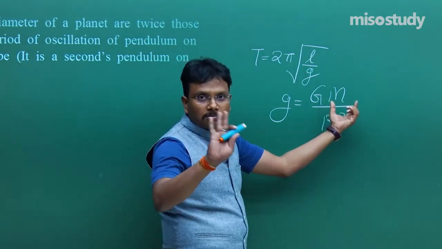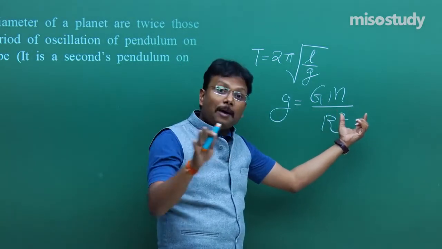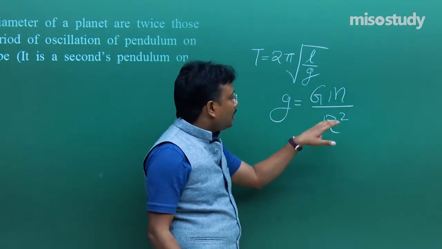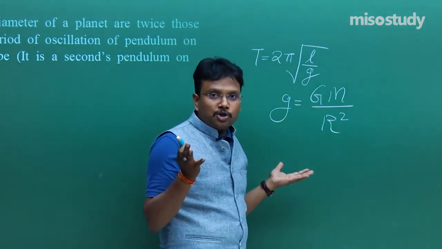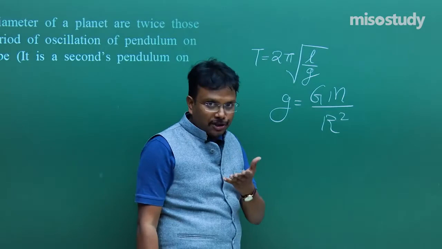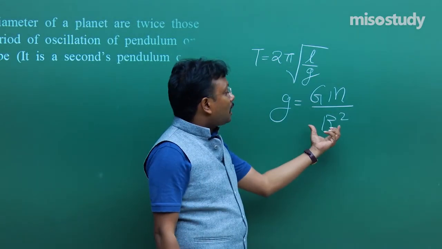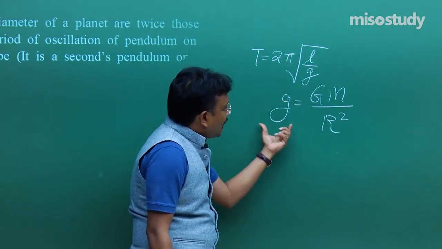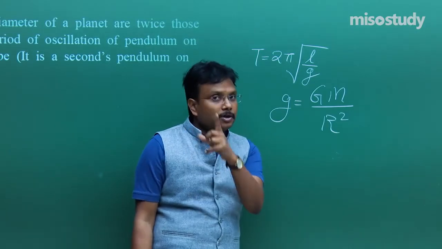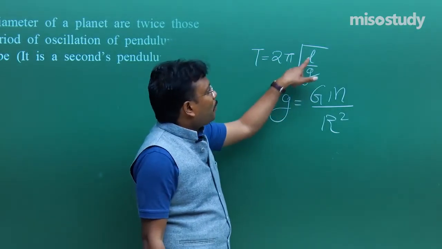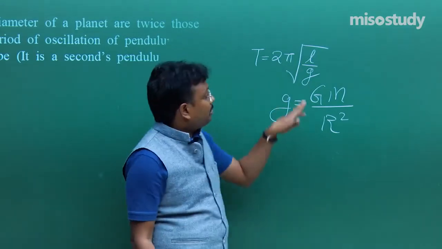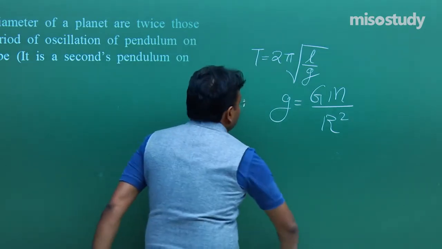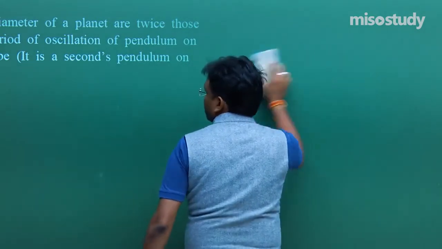M is mass. Fine. Mass of what? Mass of the planet, capital M, and r is the radius of the planet. Here this capital G is obviously not going to change, but capital M is changing, as in the question it is twice, and capital R, the radius, is changing. So ultimately this small g value on that particular planet is going to be different. Obviously 2 pi and root L are not going to create any impact, but this small g will definitely create the impact. And what is that impact? Fine. So let us try to understand this problem.